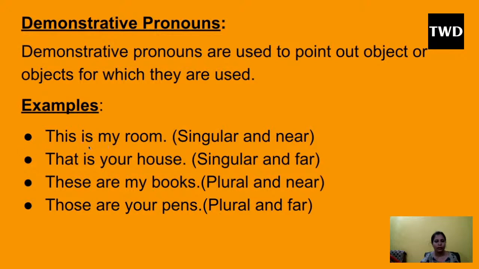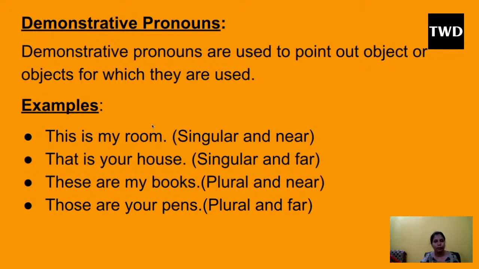What is the meaning of this? This is my room. The moment we say this, that means whatever we are talking about is near to us, and it is singular. Only something singular we are talking about, and it is near to us. This is my room. That is your house. The moment we say that, we understand that person's house is a little bit far from us, it is not near us. These are my books. These means we are talking about a group of books, more than one book, and those books are near to me.